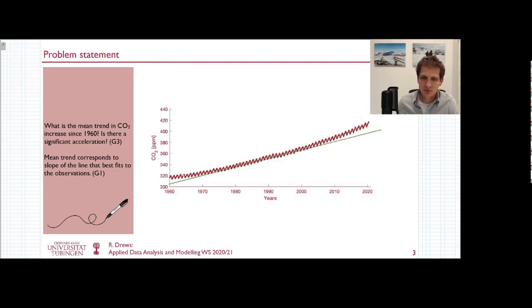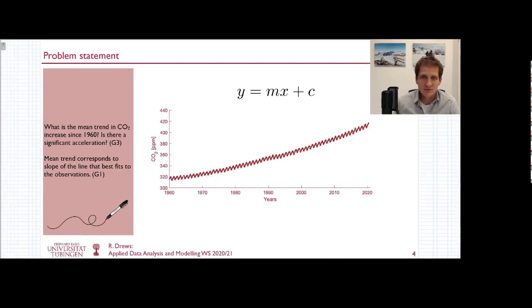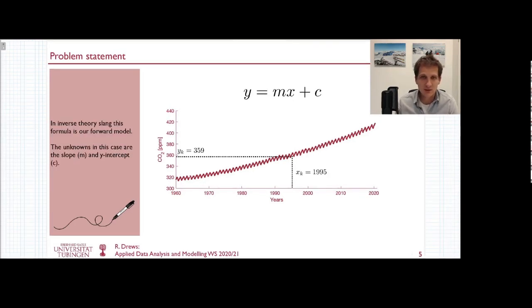And a line has 2 degrees of freedom. One is the slope, steeper slope, less steep slope, and the other one is the y-intercept, and the y-intercept essentially determines the offset of this line. So we have 2 free parameters that we need to find. If I write this down more mathematically, we describe this function with the slope m and the y-intercept c. And more specifically, we would like that this function describes the observations. So for a particular point in time, here described with xk, we want this function to predict what the atmospheric CO2 content was back then.